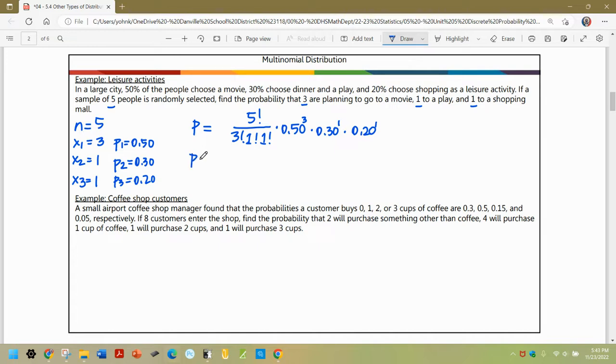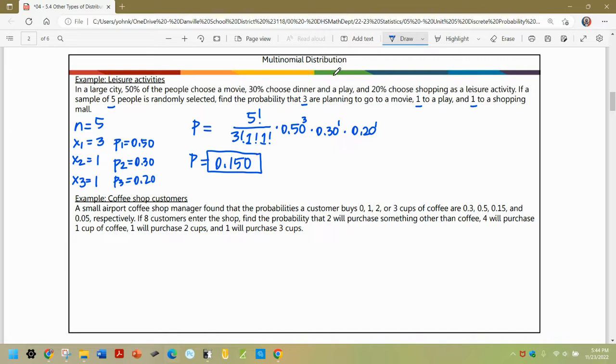If I type all of this into my calculator, I get 0.150. So basically a 15% chance that if I sample 5 people with these 3 possible outcomes, I will get 3 going to a movie, 1 to a play, and 1 to the shopping mall. It's crazy, 15%.